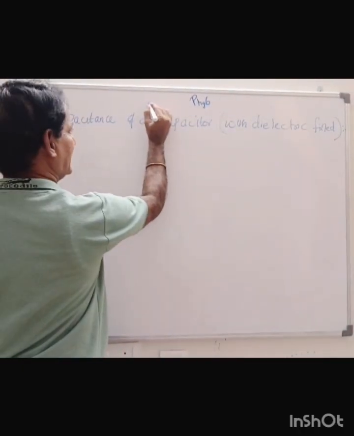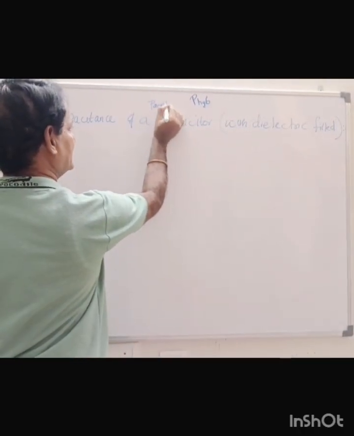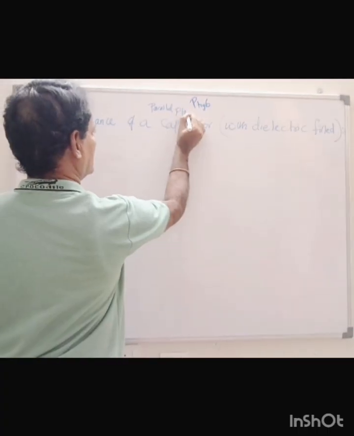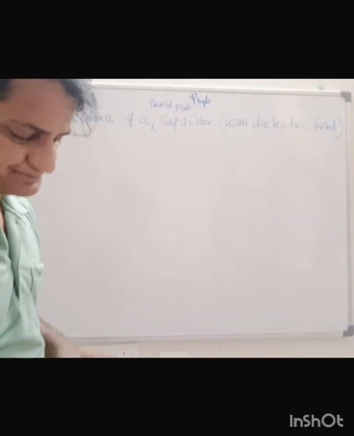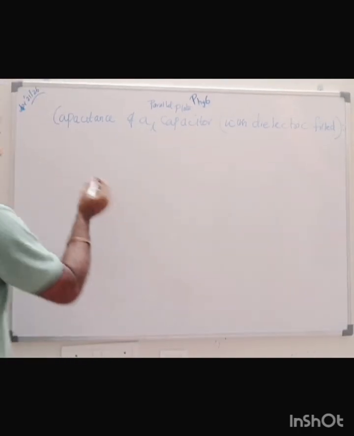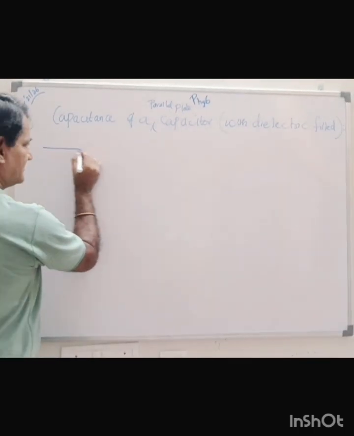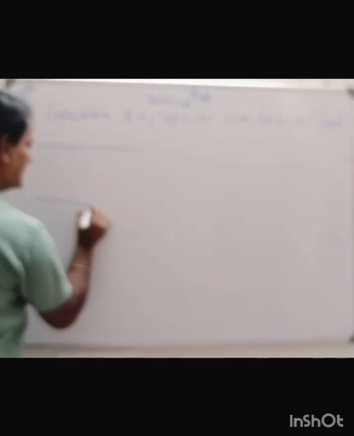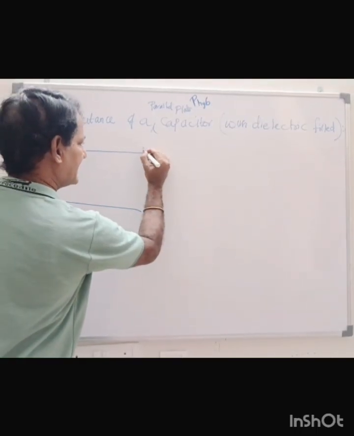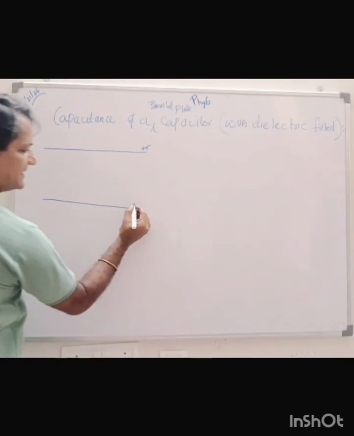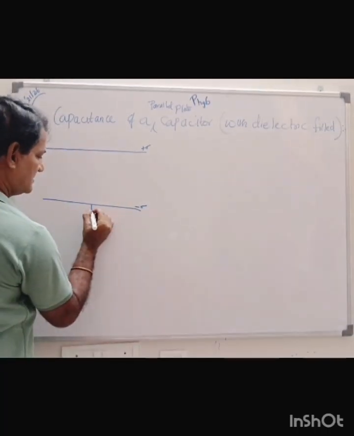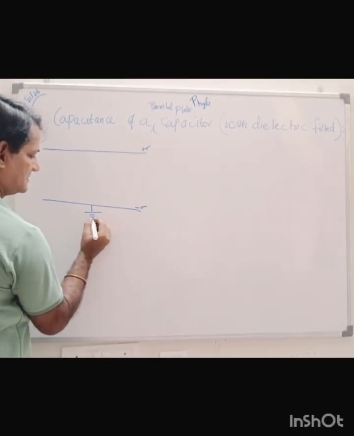So here this is a parallel plate capacitor. Now let us draw a simple diagram. Take two plates. One plate has been positively charged. The other plate has been negatively charged, which has ground.